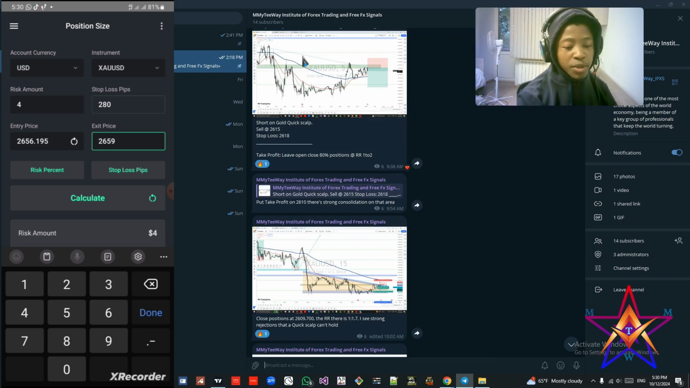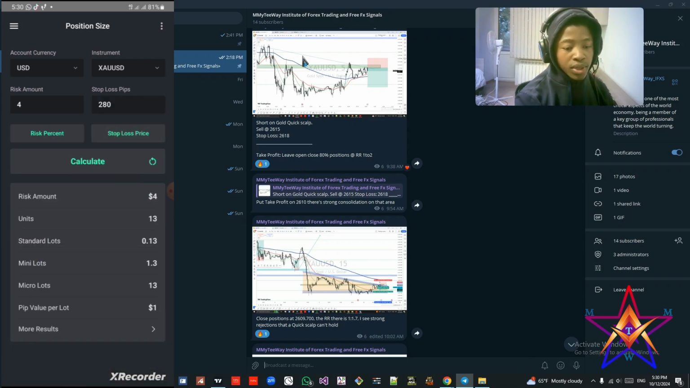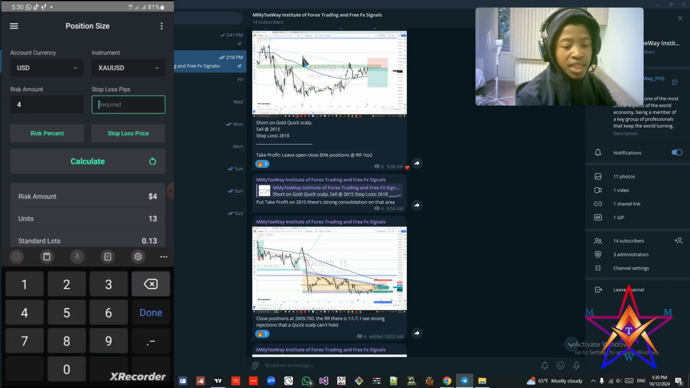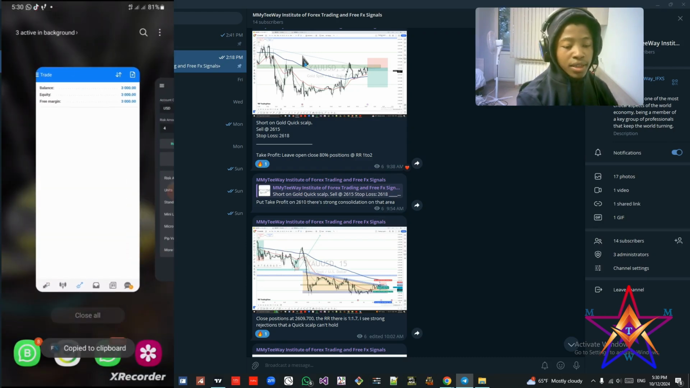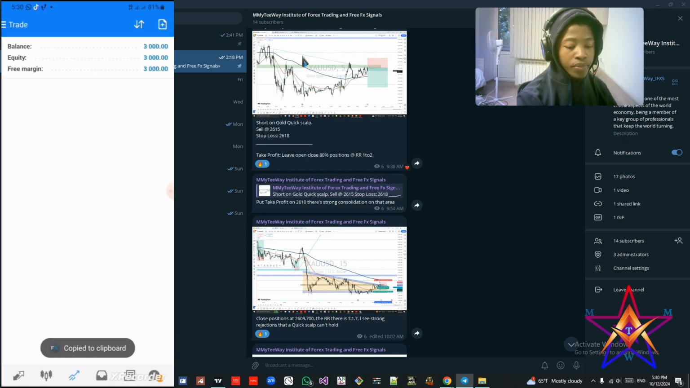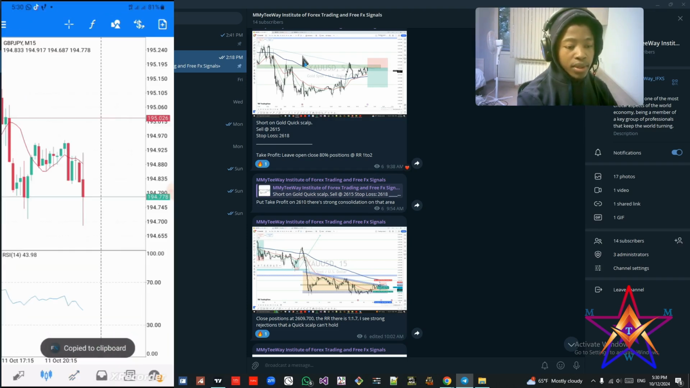But as for me, I personally know the pips, right? So I'm just going to write stop loss pips 300, right? Then I'm going to calculate. Then you see that it is written standard lots. This is where you know the position you are going to be entering, where it's written standard lots: 0.01, right? And then you are going to go on your charts, right?